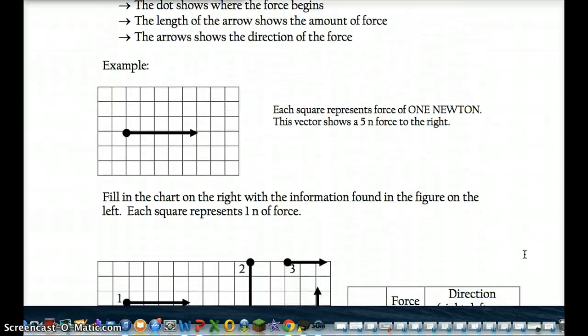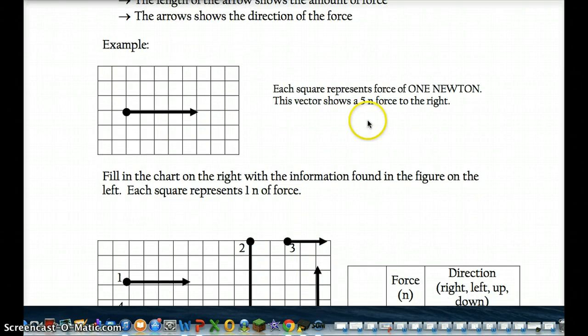Okay? Let's look at this. Each square represents a force of 1 newton. This vector shows a 5 newton force to the right. So you put your dot here, and we're going to count. 1, 2, 3, 4, 5. That means there's 5 newtons of force, and it's going in the direction to the right. Okay? These can either go right, left, up, or down.